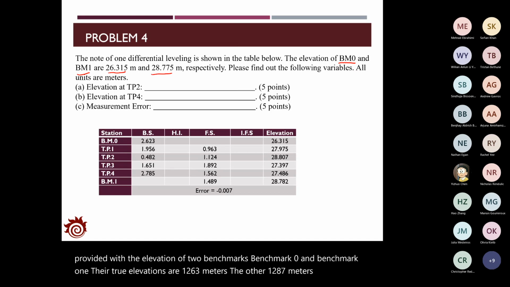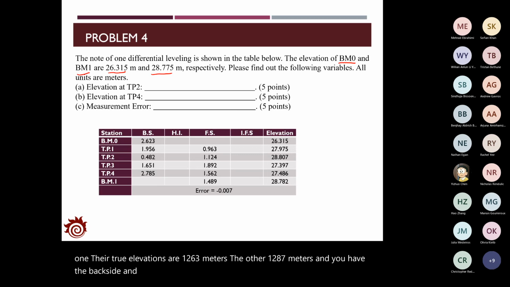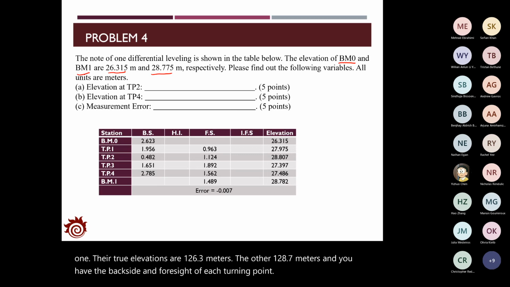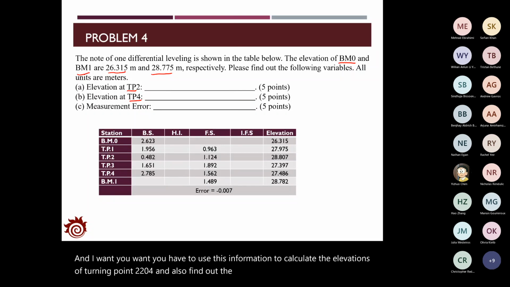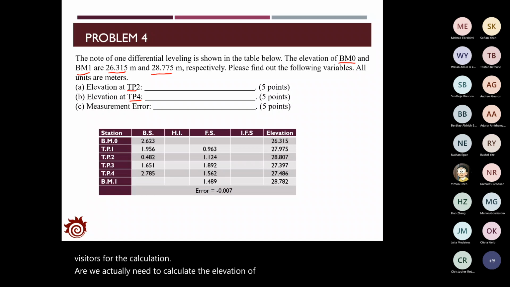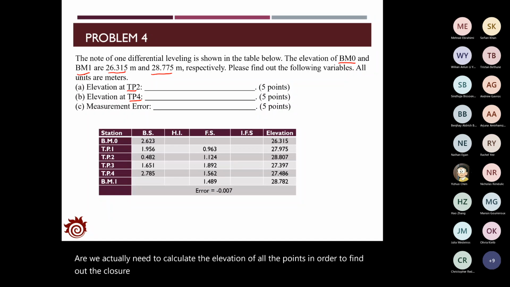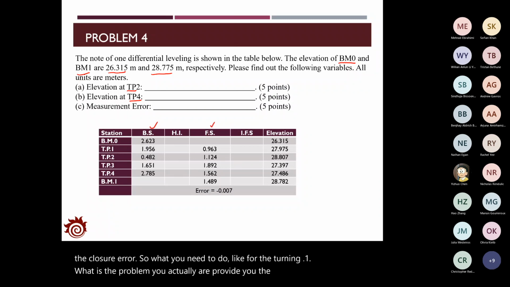And you have the backsight and the foresight of each turning point. We have to use this information to calculate the elevations of turning point 2, turning point 4, and also find out the measurement error for the whole differential leveling. For the calculation, we actually need to calculate the elevation of all the points in order to find out the closure error. In the problem, you are provided with the backsight and foresight.